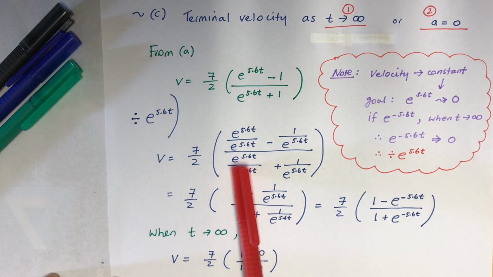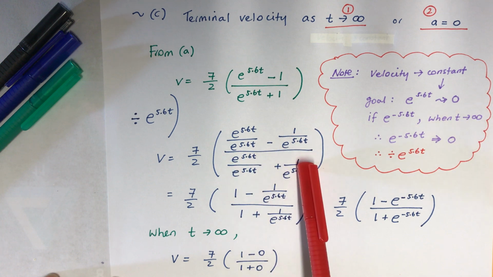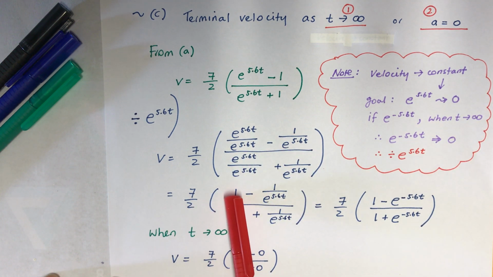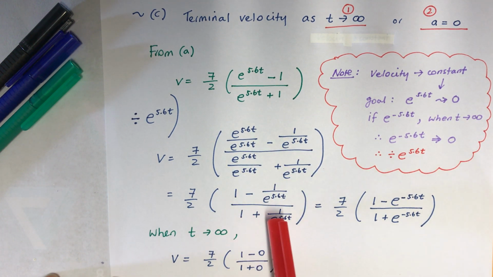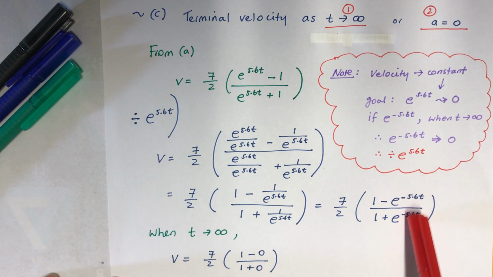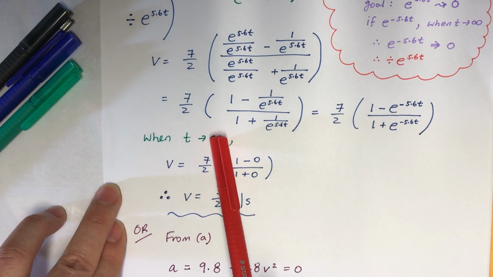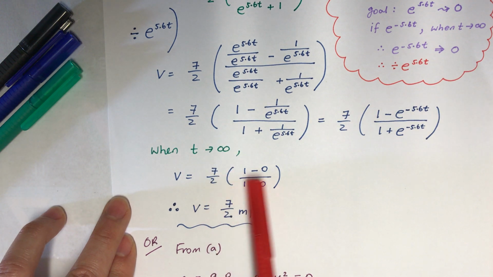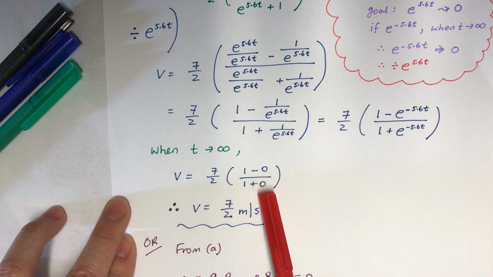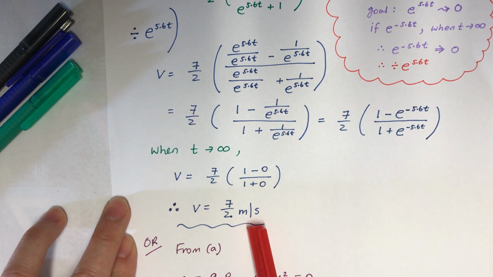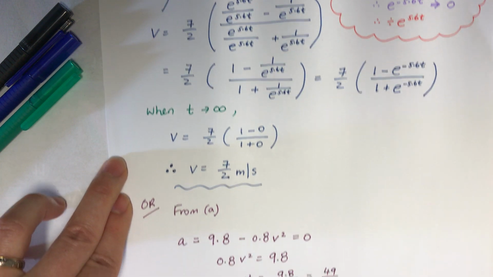So I'm just dividing each term, and when I do that, it'll be 1 minus 1 over 1 plus 1 over. That means I can rewrite it like this. So I've got the negative power index right now. So when t equals infinity, that's easy now, because that will go to 0. That will go to 0. So all I've got is v equals 7 over 2 meters per second, because that's a velocity.